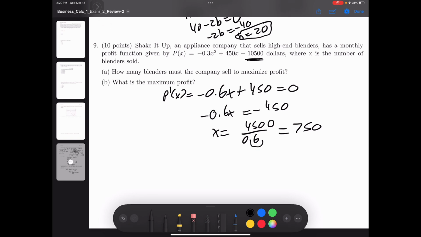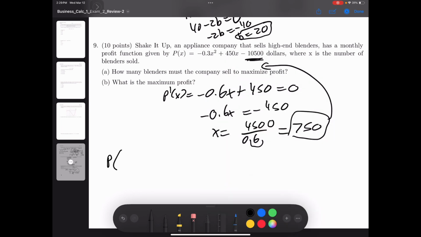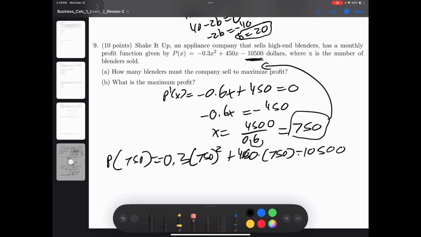Maximum profit is just going to be the number of blenders to maximize profit just plugged into the profit function. So we have p of 750 is equal to negative 0.3 times 750 squared plus 450 times 750 minus 10,500. And don't worry, on a test we are going to have much smaller numbers.